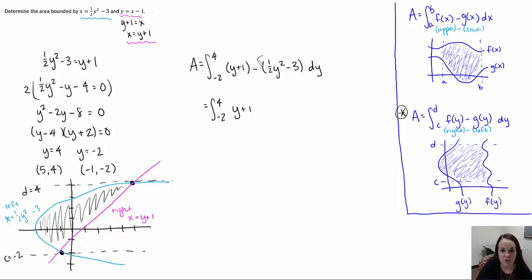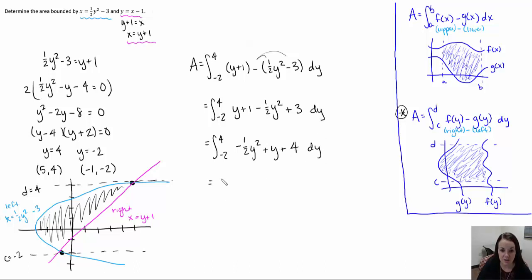I have to first distribute this negative 1 sign. It's probably the most common thing that people mix up, is they forget to put the parentheses in and then their negative signs don't line up. So when I do this, I have y plus 1 minus 1/2 y squared plus 3. Let me rearrange things. I still have limits from -2 to 4 of -1/2 y squared plus y plus 4 dy.